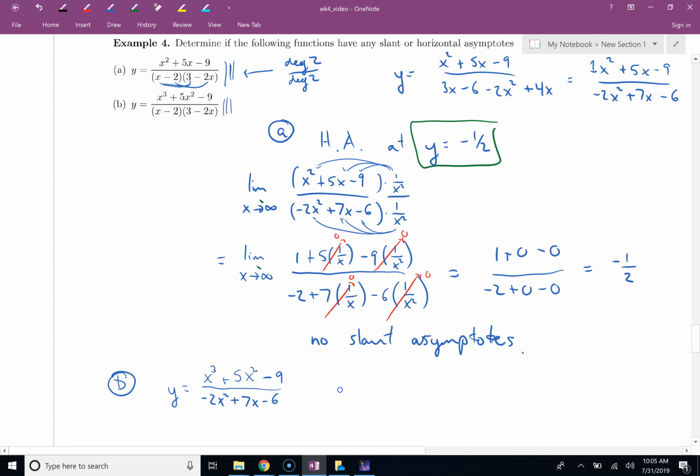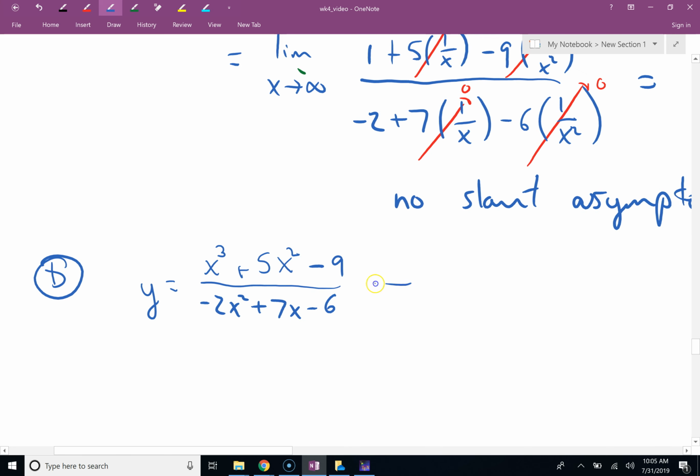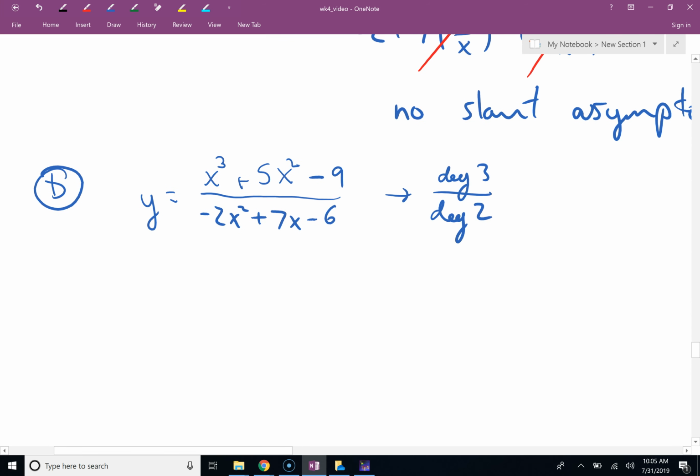And now we can see that we have a degree 3 polynomial on top and a degree 2 polynomial on bottom. And so according to our theorem, there are going to be no horizontal asymptotes. Because the degree of the numerator is larger than the degree of the denominator, there are no horizontal asymptotes.